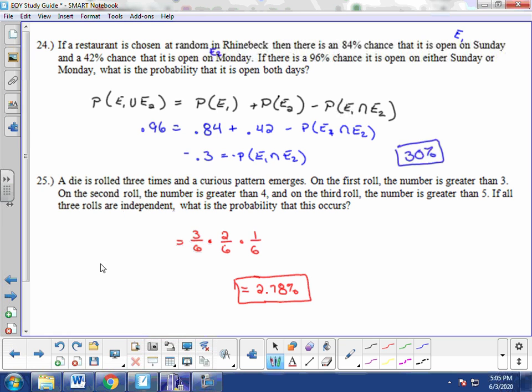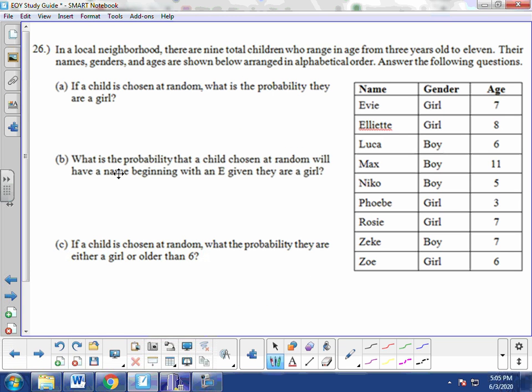Let's go ahead and take a look at problem number 26. It says, there are 9 total children who range in age from 3 years old to 11. Their names, genders, and ages are shown below, arranged in alphabetical order. Answer the following questions. A, if a child is chosen at random, what is the probability they are a girl?